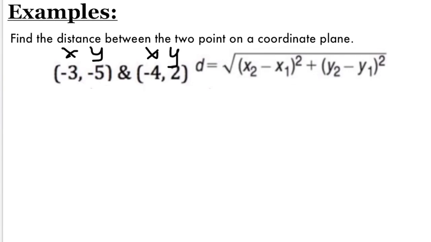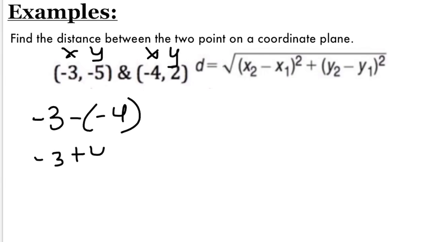And you can label this x1, y1, x2, y2, but as long as you have two x's, it doesn't matter which one you start with, so it doesn't matter which one's x1 or x2. So we're going to start by finding the difference between our x values, which is our horizontal distance. So I'm just going to do -3 minus -4, and we know that that's the same as -3 plus 4, which is equal to 1, and that's squared.